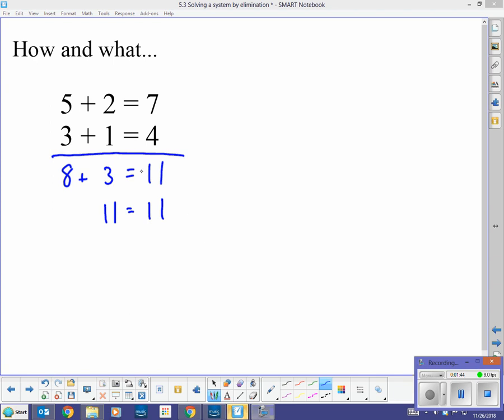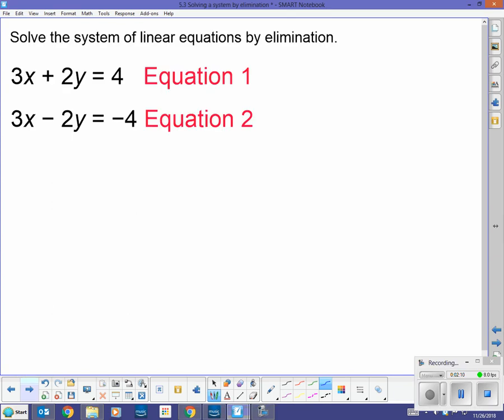I can add equations together because this side is equal to this side and this side is equal to this side, so I'm adding the same thing to both sides. I'm adding a 7 to this side and a 7 to this side of the second equation. And as long as I add the same thing to both sides, remember our addition properties of equality, I should be okay. So let's try this on this system here.